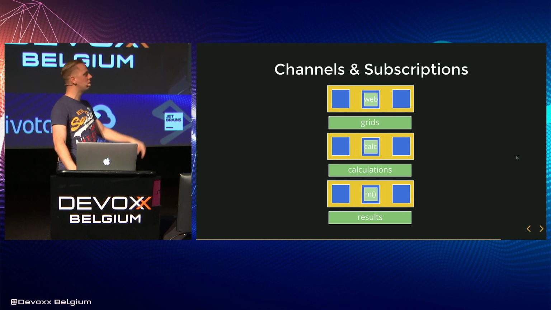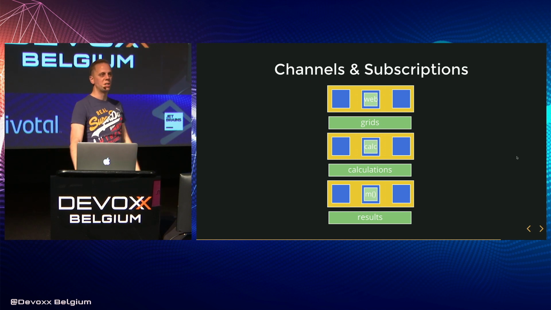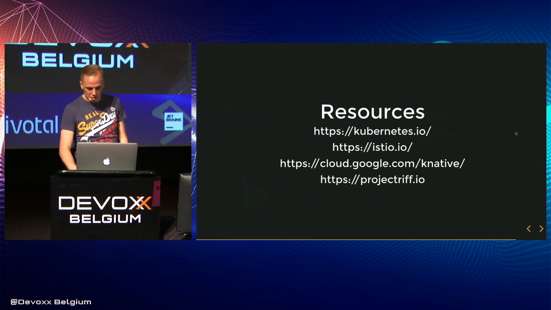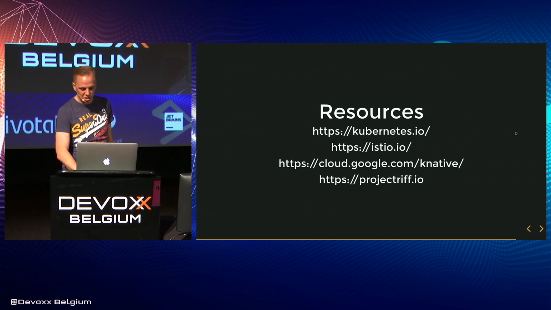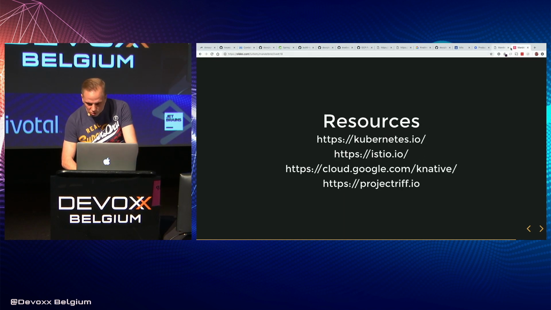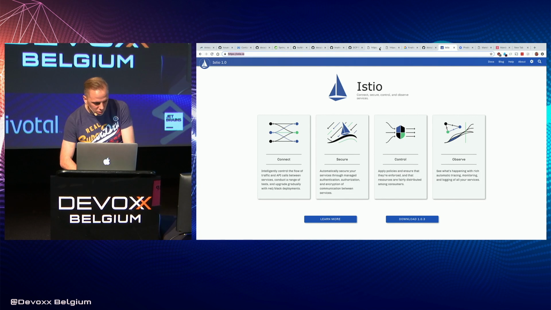If you want to use the channels, we would send the first one to the grids. There's usually only one in the beginning; I just sent one calculation, one big grid. Then it sends it downstream to all the calculations channel, and then it sends all the results in the results channel. Here's some more information about the things I talked about, and let's show the demo, which is over here.